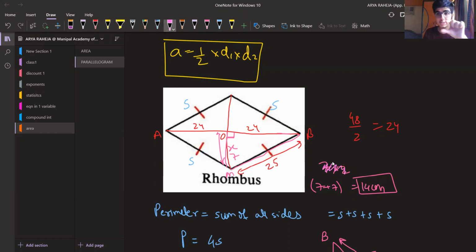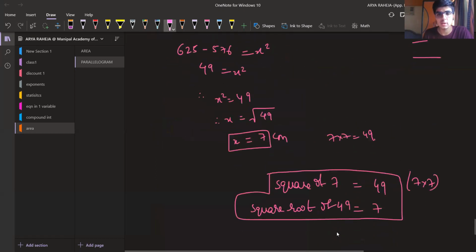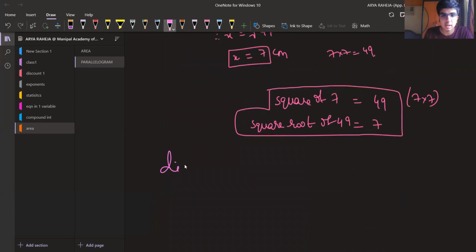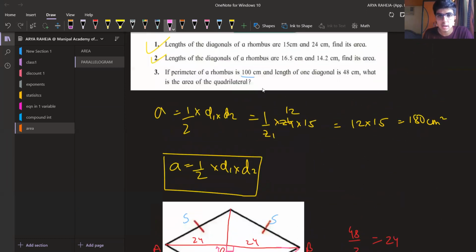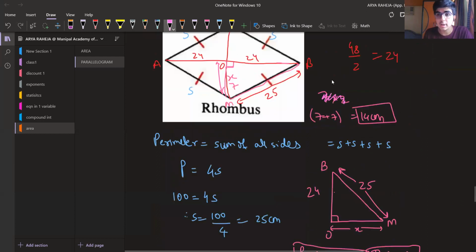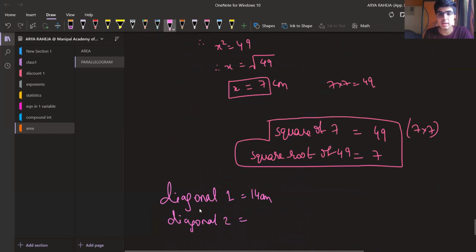So देखो, this much का length is 7, so पूरे का will be 7 plus 7 which is 14 centimeters. So let's see now. So that means diagonal 1 का length is 14 centimeters and diagonal 2 का length देखते हैं. Diagonal 2 is equal to, देखो question में दिया है diagonal 2 का length. Let's read the question. And length of one diagonal is 48. तो एक का 14 है, 48, दूसरे का 40. Very good.